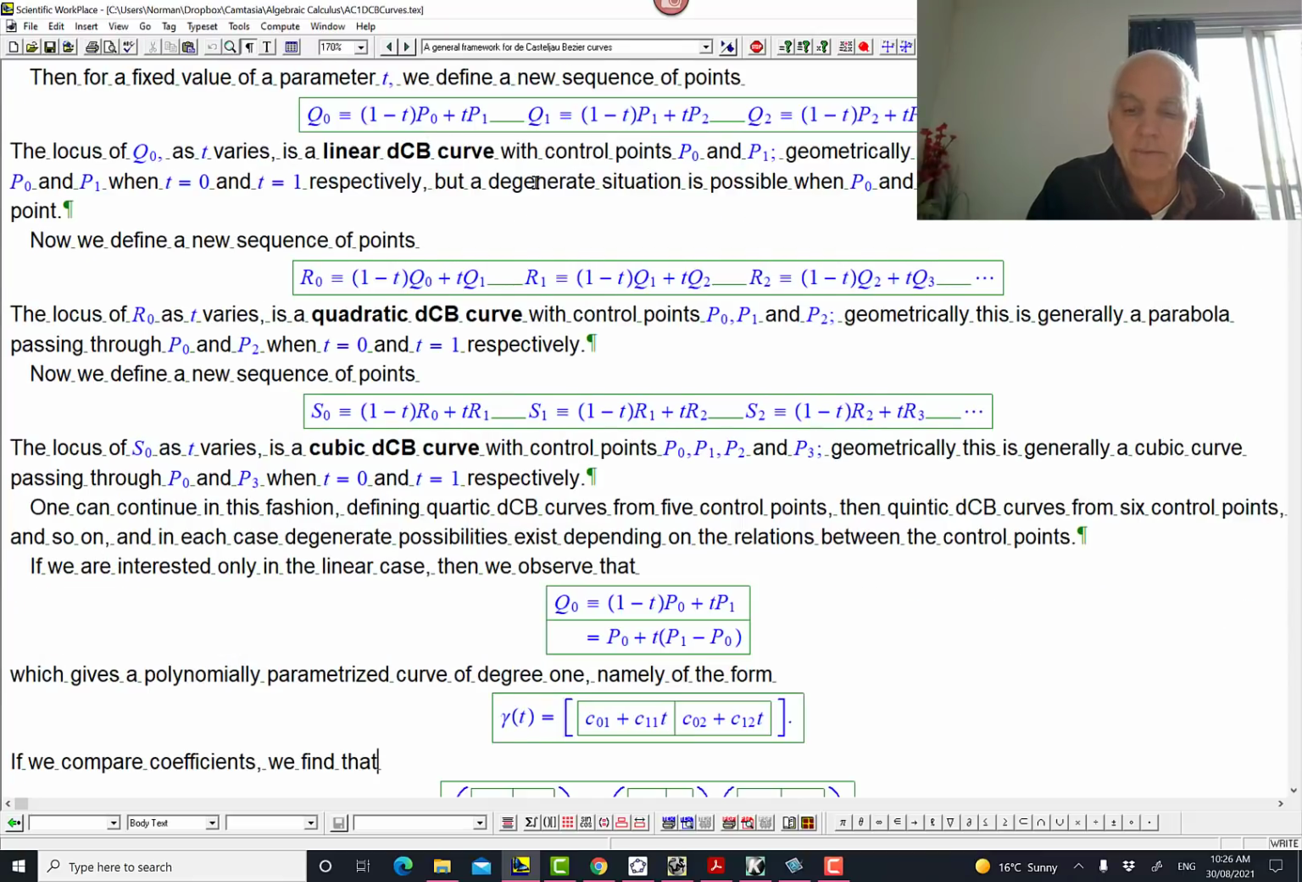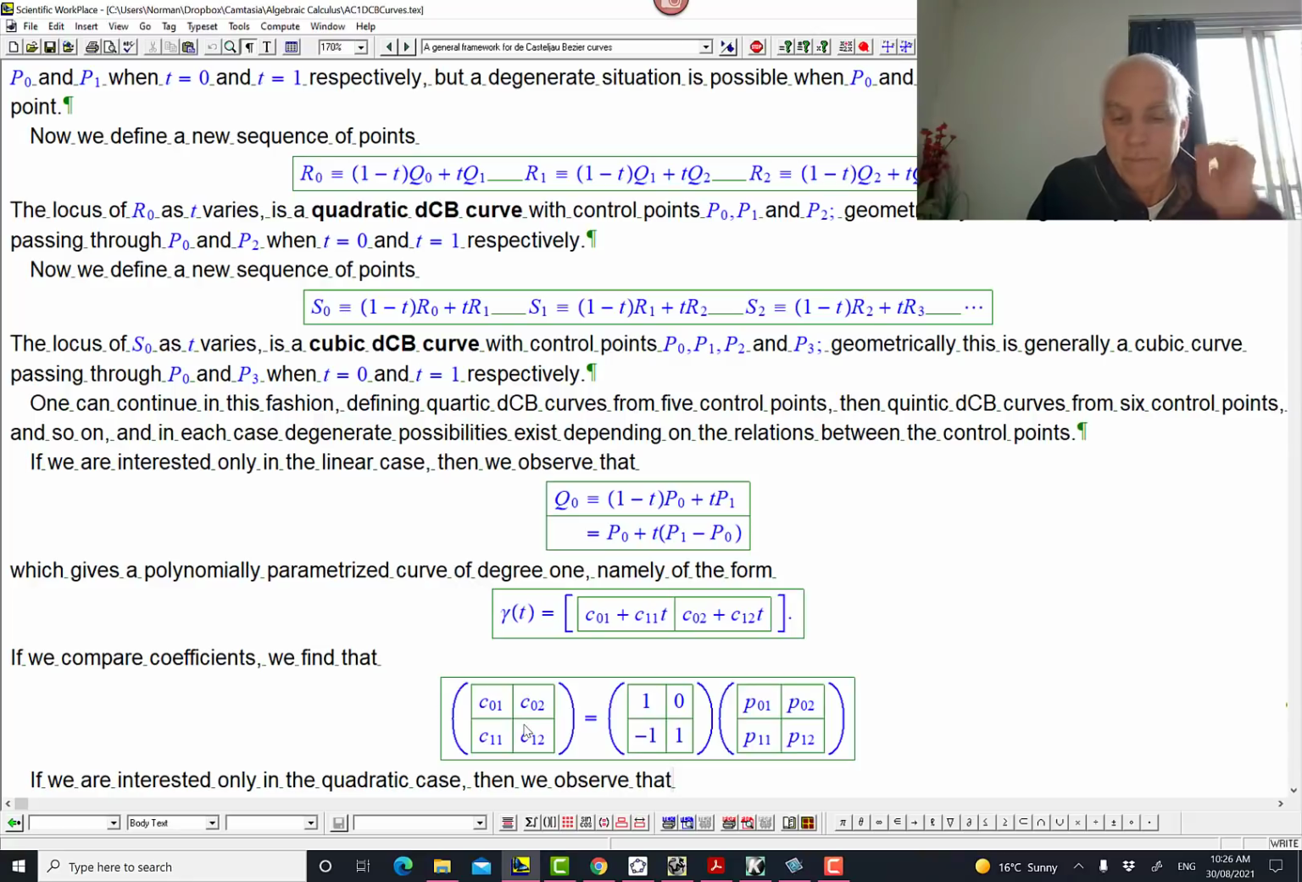What does that look like? Well, we end up getting this relation between the C coordinates and the P coordinates. This is a matrix equation, so a little bit of linear algebra here. What this is saying is that the C01 and the C11, this first column, is obtained by taking the first column here, the P01, P11, and applying this matrix. So what does that matrix multiplication do? Well, it gives you C01 is equal to P01, right?